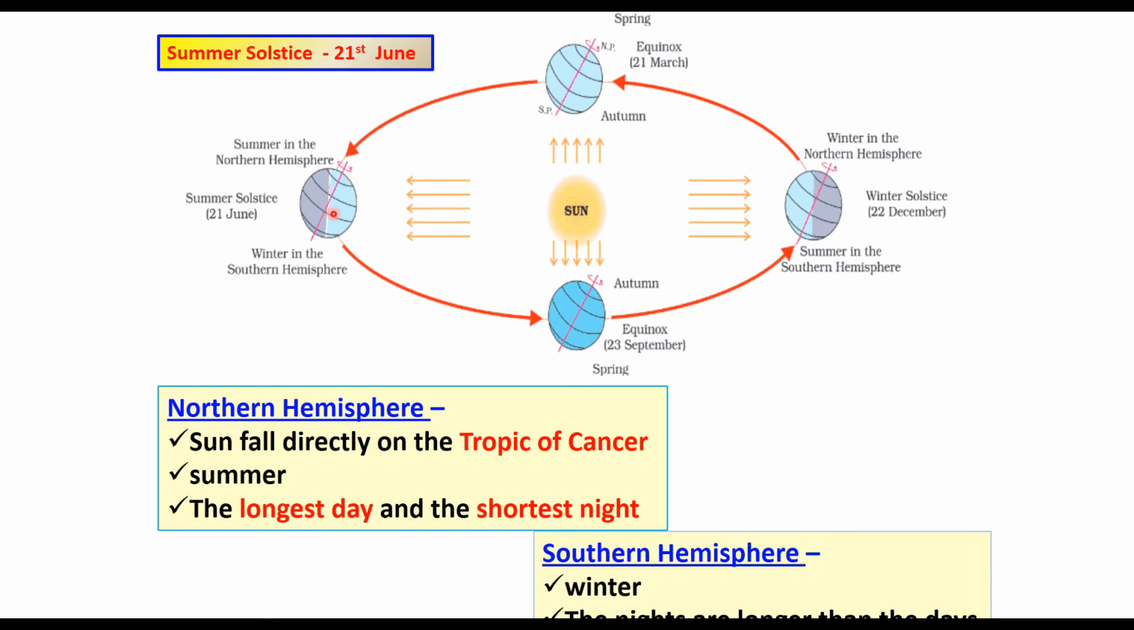You can see a large portion of northern hemisphere experiences continuous daylight. This half has summer. The longest day and the shortest night at these places occur on 21st June. At this time in the southern hemisphere, it's reversed. It's winter there. The nights are longer than days. This position of Earth or this day is known as summer solstice or midsummer.